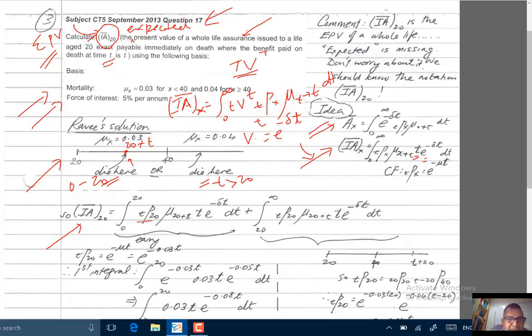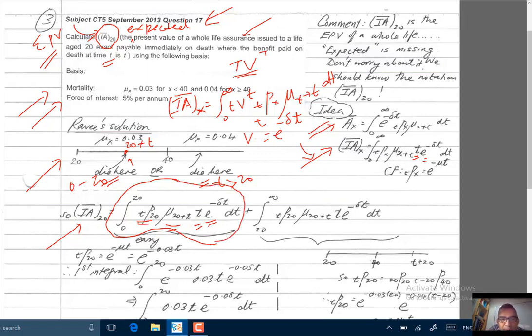That's what you see here, tp20. And then the force of mortality strikes and he's dead. Then you need to pay a benefit, which is t, and then you need to bring it back, discount it. And we are done with the first integral. Again, the values of t going from 0 to 20. Pretty easy, the first one.